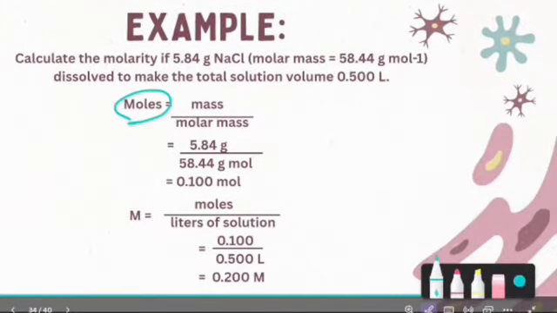First, we find the number of moles by dividing 5.84 grams of sodium chloride by its molar mass, 58.44 grams per mole. That gives us 0.1 moles. Then, we divide the moles by the volume, 0.5 liter. So, the molarity is 0.2.